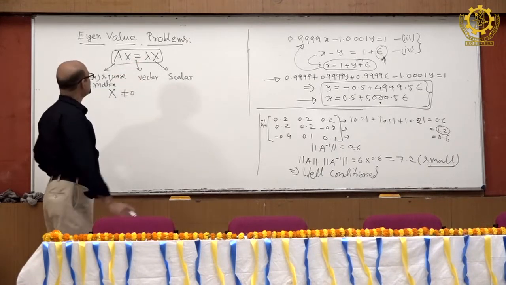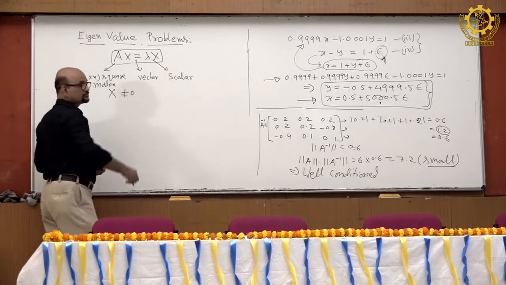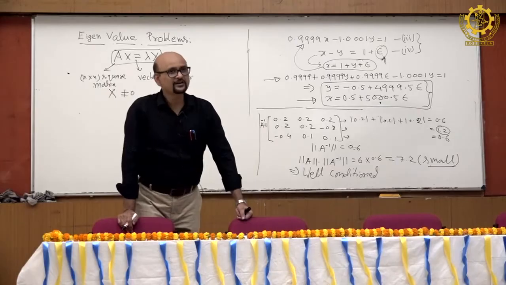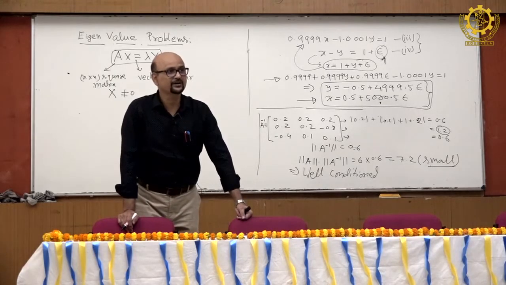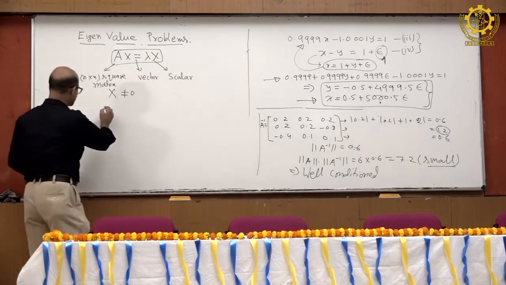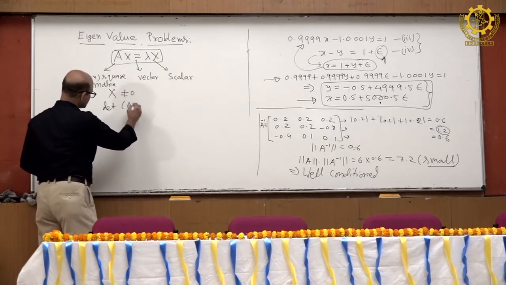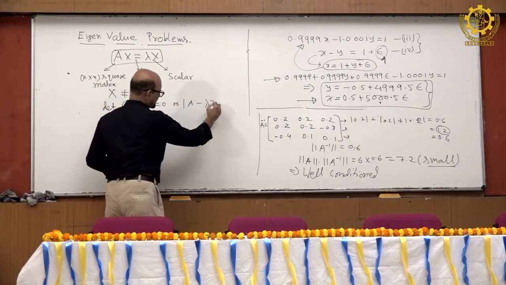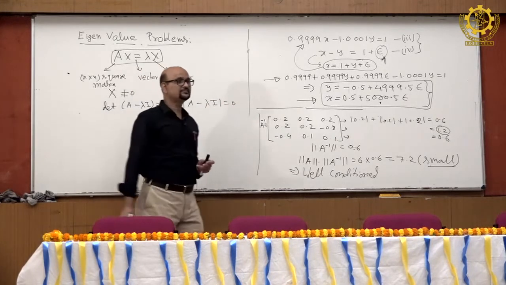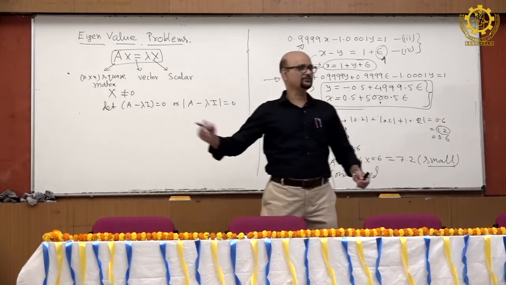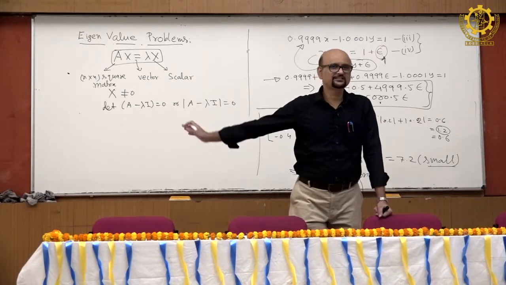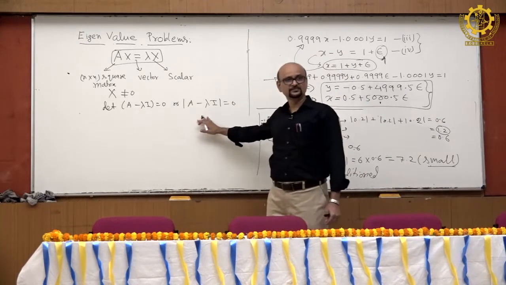So, to solve this, what you have done in the previous classes is A minus lambda I, and the determinant of A minus lambda I is 0. You have done this. You have done maybe up to 3 by 3 or 2 by 2 systems. If it is 3 by 3, you can find this determinant very easily. But if I give you 100 by 100?